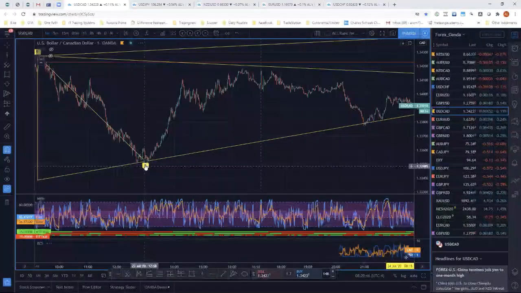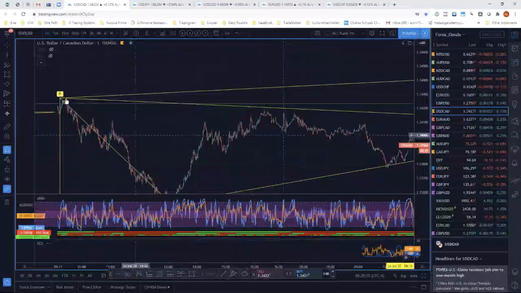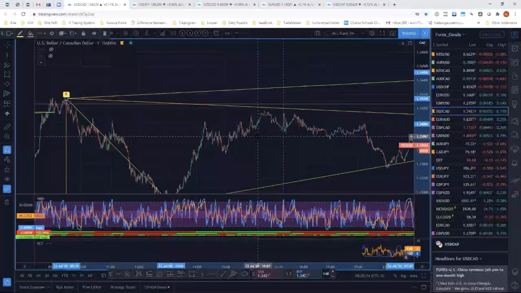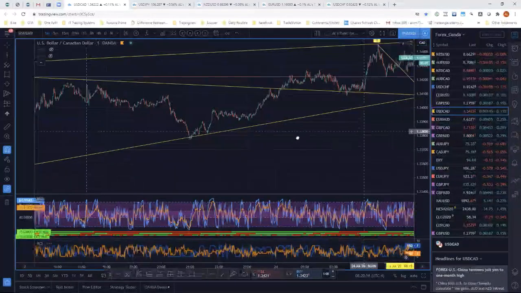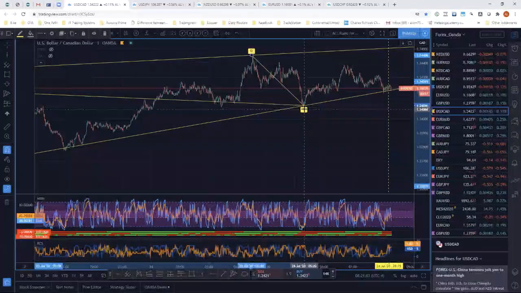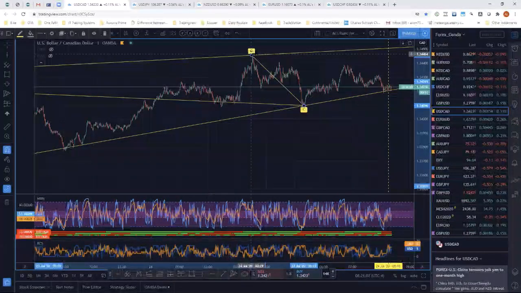I'll move my A over here a little bit, just a little bit, to make it as tight as I can to the exact point. Move my B over. There's our first hit of the trend. Here's our C area. And here's where the alert is, and the D looks pretty good right where it's at.